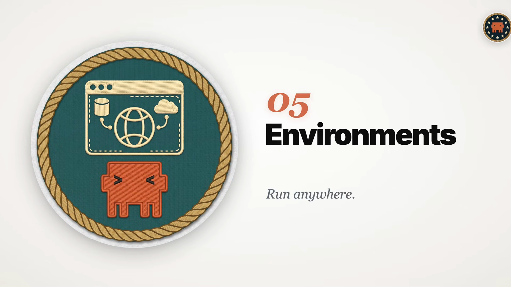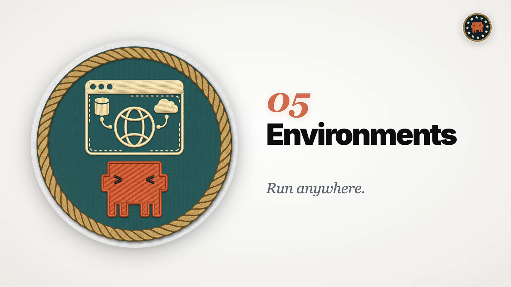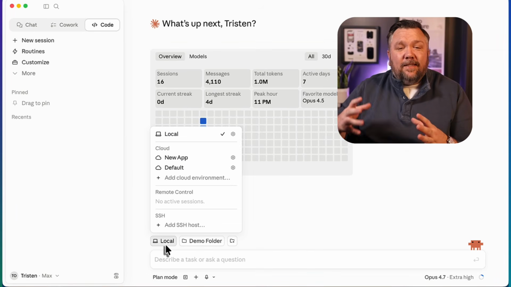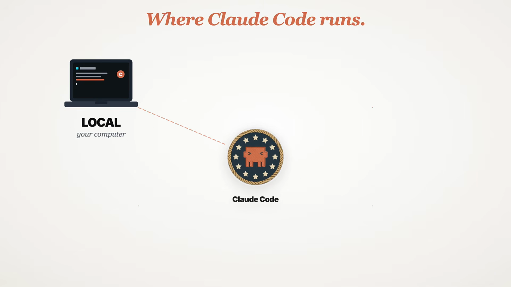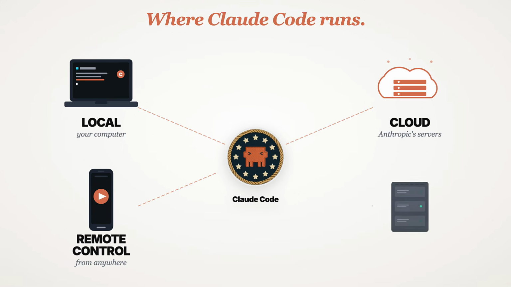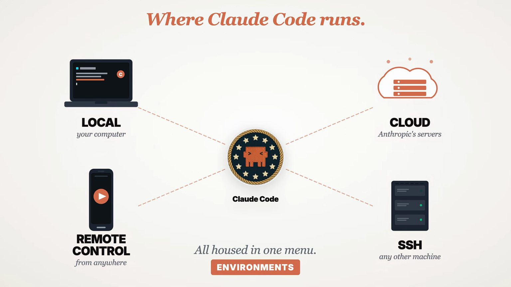But let's continue to section number 5, environments. Now down here at the bottom, it says local. That means that Claude Code is running on your computer or my computer right now. But if you click it, you can also run Claude Code in the cloud. That means that Claude Code is running on Anthropic's servers, not your computer. You'll also see remote control and SSH for connecting other machines. That's a little bit more advanced, but just know that that's where they're housed.